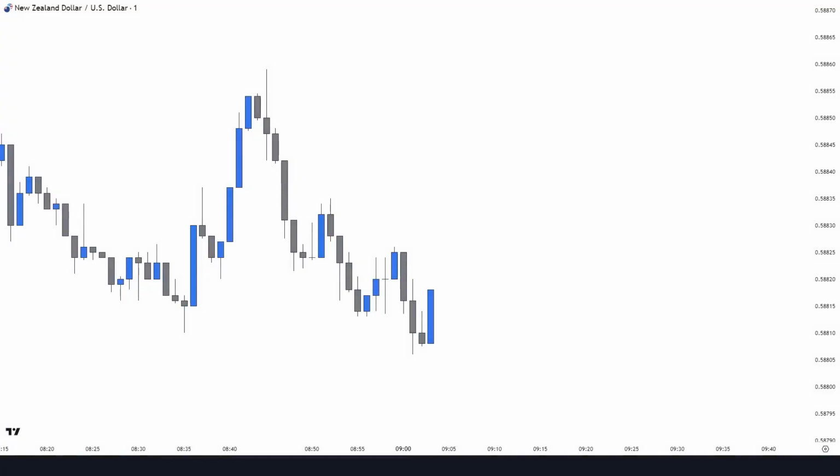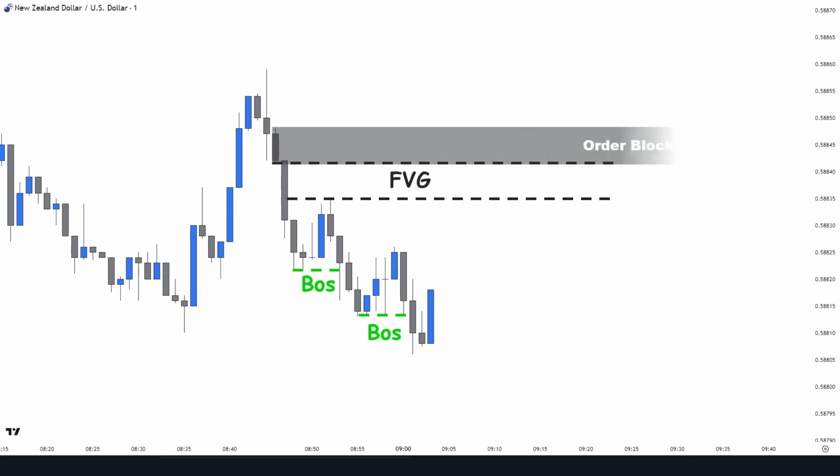Here on the New Zealand dollar, we have a moving downtrend. We have multiple breaks to the downside with no fair value gaps. But looking at the left side of the structure, we can spot this clean, unmitigated gap above this zone. The candle that created the imbalance is our order block.